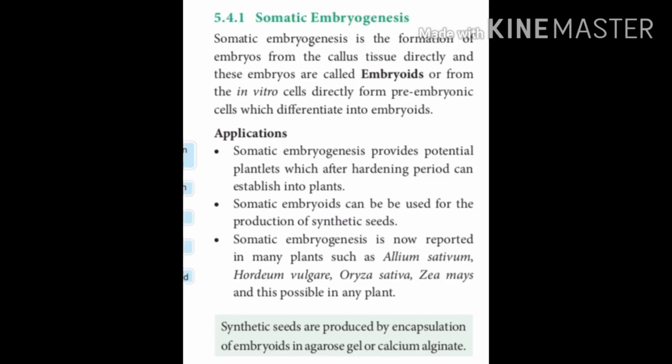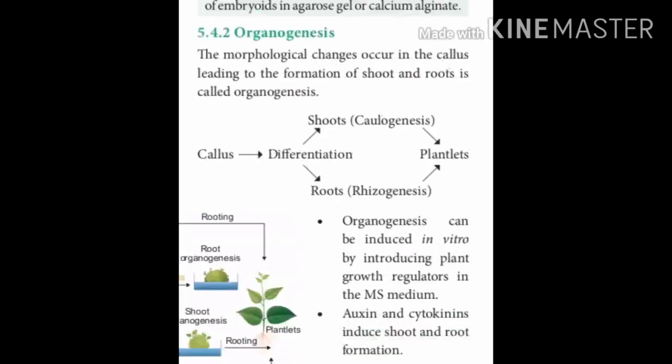Now let's go into the various organogenesis. We call it organogenesis. The morphological changes that occur in the calyx leading to the formation of shoot and root are called organogenesis. If root is formed, it is called rhizogenesis. If shoot is formed, it is called caulogenesis. You can see that a calyx is there which is differentiated to form either root or shoot, and then finally results in the formation of the plantlets.